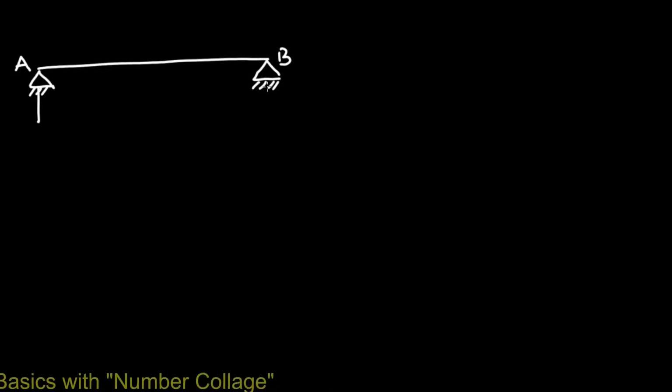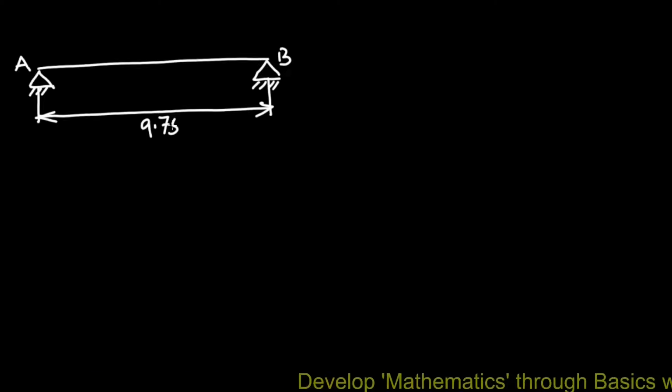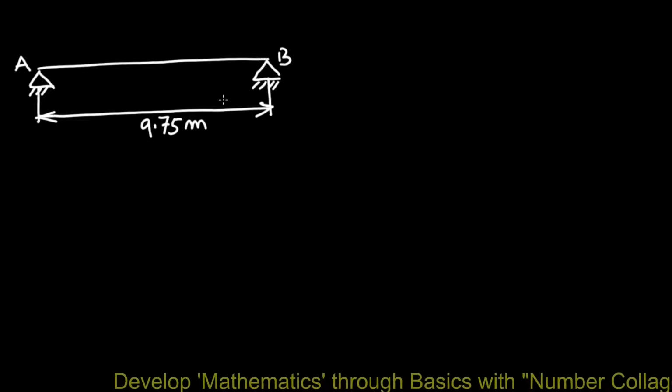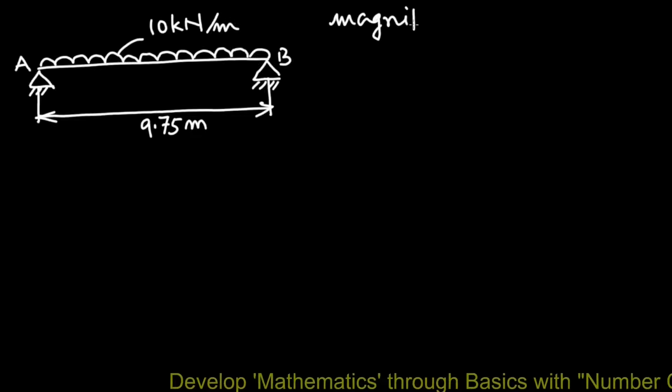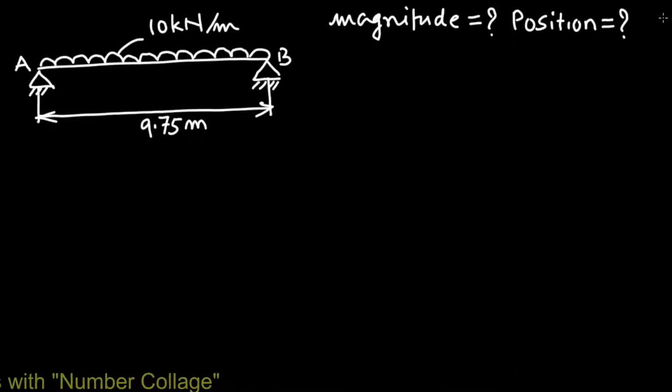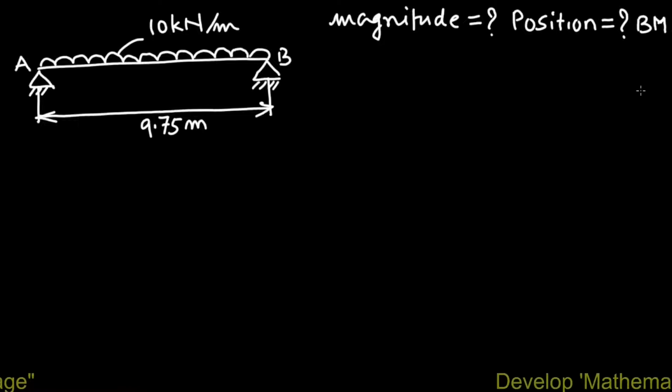In the next question, there is a simply supported beam AB of span 9.75 meters carries an UDL of 10 kilonewton per meter. We have to find the magnitude and position of the bending moment developed in the beam.